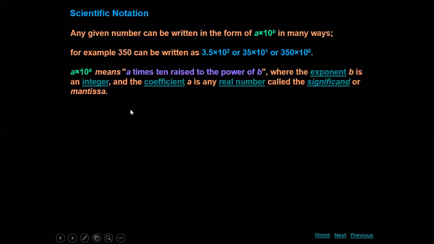This mantissa is different from whatever mantissa you have heard about in the case of logarithms. Logarithms also have a mantissa, which is different from this. This A is called the significand or mantissa, and this B is our power. That is exactly what I am explaining. We will continue this in the next class. From here again I'll continue.